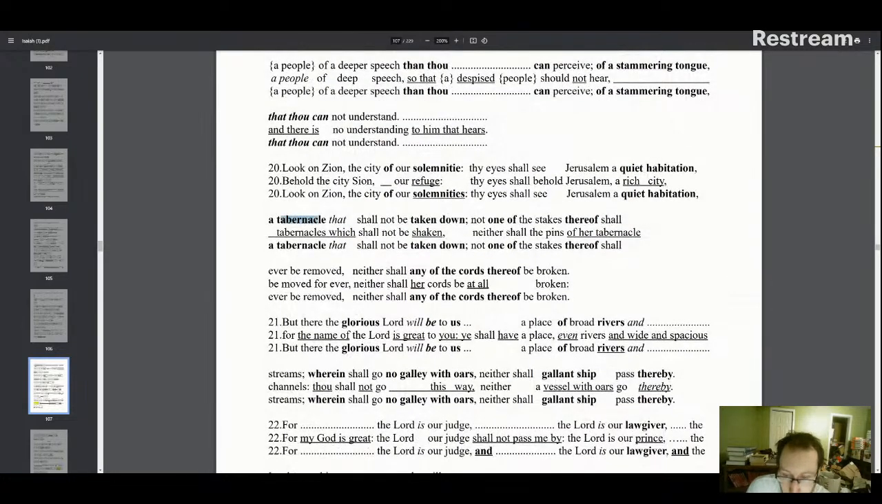We have singular versus plural again, tabernacle versus tabernacles. We have one of the stakes thereof shall ever be removed, neither shall the pins of her tabernacle. So pins correspond to stakes, but the of her tabernacle, basically the Septuagint is clarifying what it's talking about because it's ambiguous here. That's because it's referring back to what it just mentioned. But the Septuagint adds the reference to clarify. So it's more likely that that reference is not in the original text. Okay.